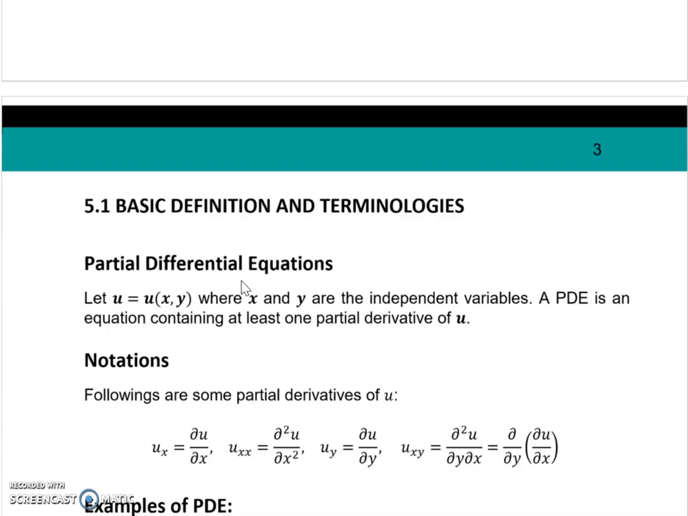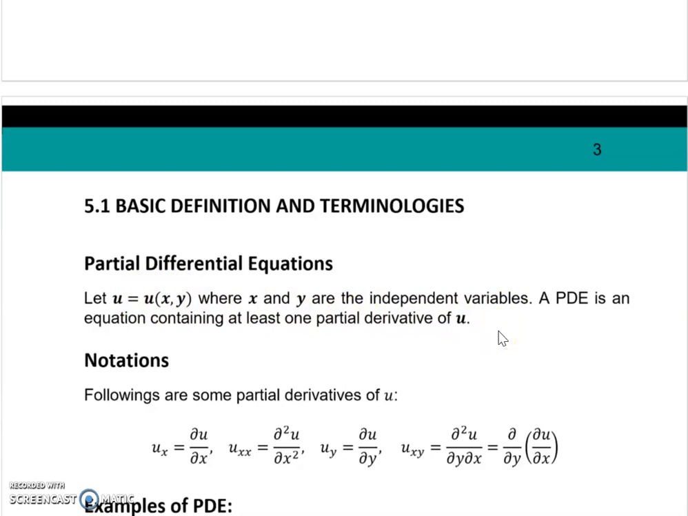So the ODE only involves one independent variable. You have a function of y that depends on t only or depends on x only. But for the PDE, it is an equation that depends on more than one independent variable. For example, we have u in terms of x and y. In this case, x and y are the independent variables, so u depends on two independent variables.